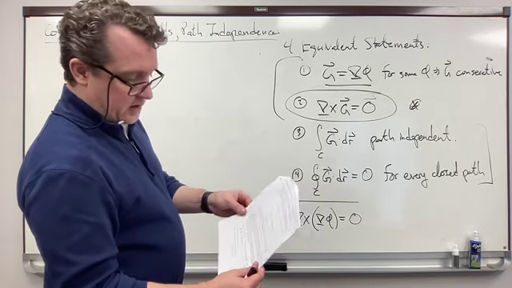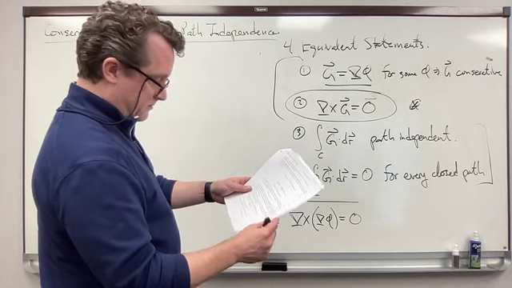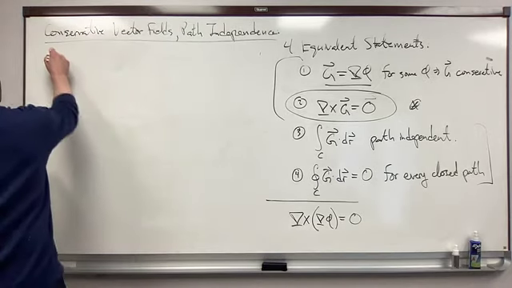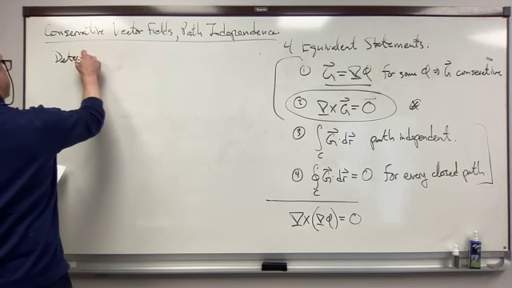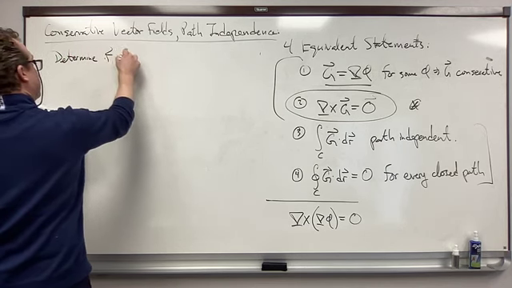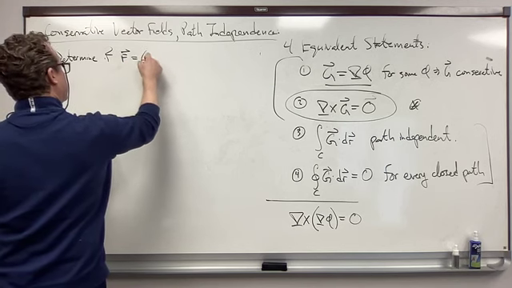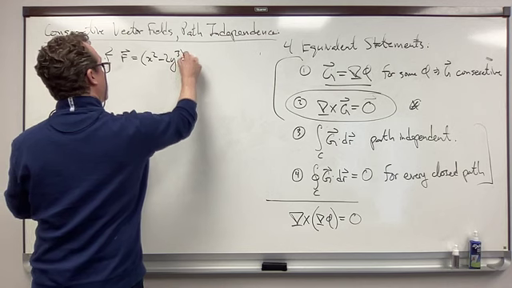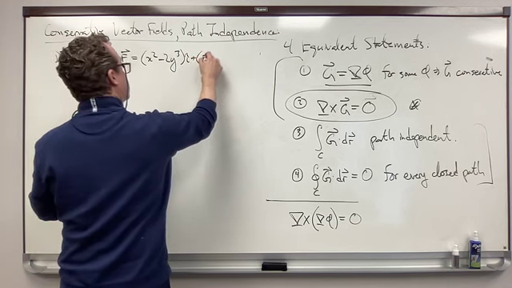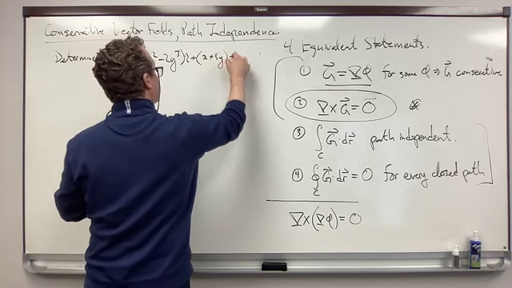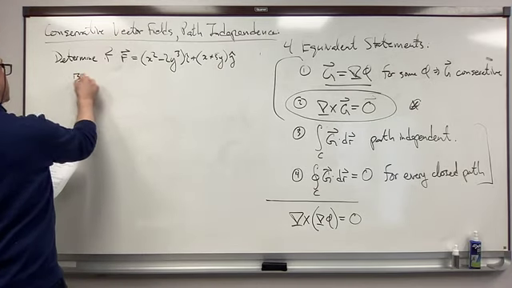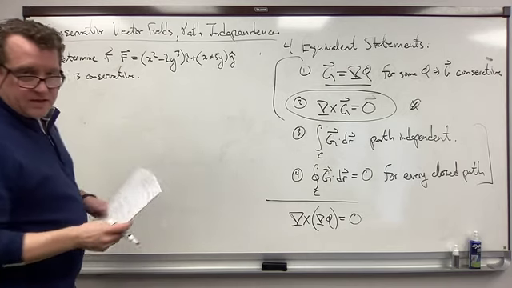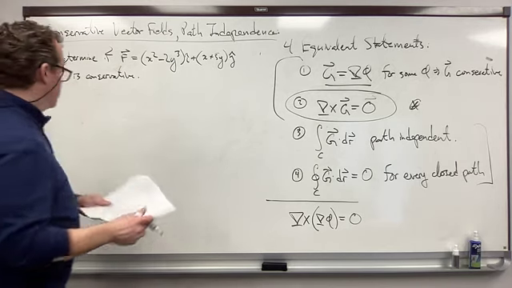Let me show one of these. In the notes I say, determine if F equals x squared minus 2y cubed i plus x plus 5y j is conservative. So that means, is the curl 0? So we take the curl of F.